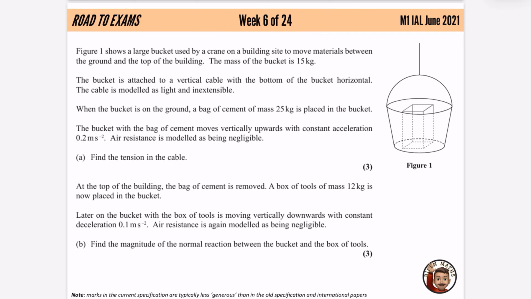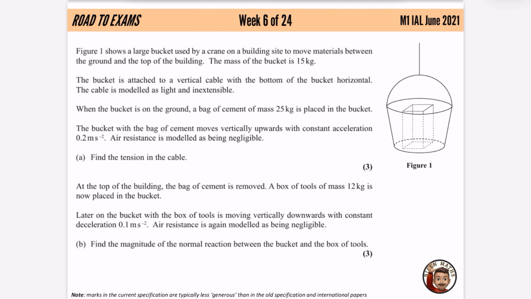There's a lot of information here and none of it seems that useful apart from maybe just the mass, and it's pulling something up. When the bucket is on the ground, a bag of cement of mass 25 kilograms is placed in the bucket. The bucket with the bag of cement moves vertically upwards at constant acceleration 0.2 meters per second squared. Air resistance is modelled as being negligible, meaning we can just ignore it. And we're going to find the tension in the cable.